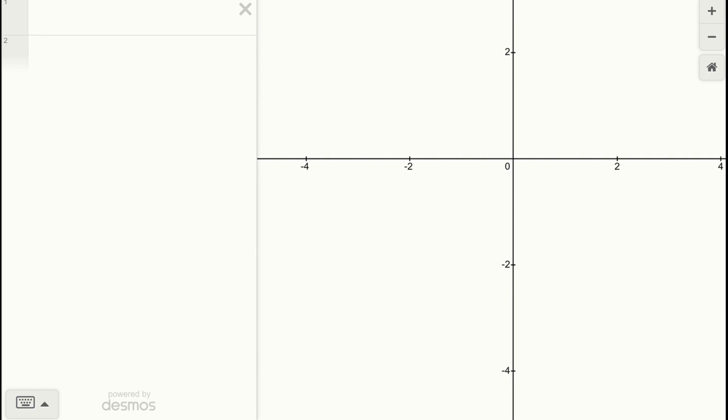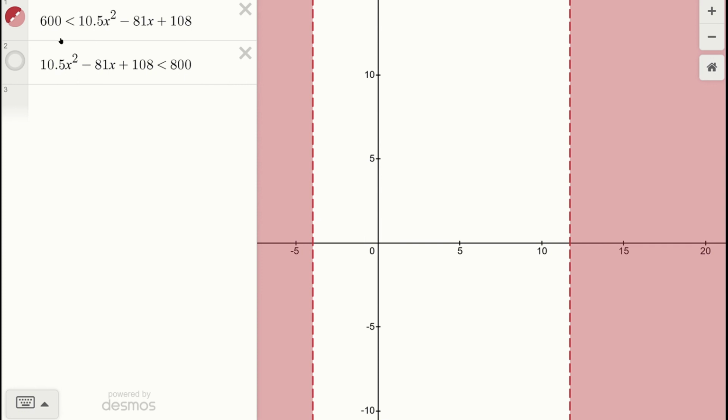I'll be right back. Okay, so here are our two inequalities. One was 600 is less than 10.5x squared minus 81x plus 108. So the volume is greater than 600. If you read it from right to left, it'll be greater than. Remember, the inequality symbol opens toward the larger expression or value. And then the other inequality is this one.